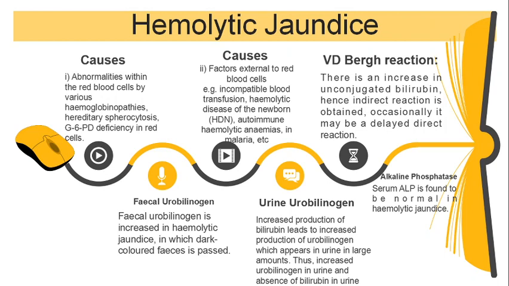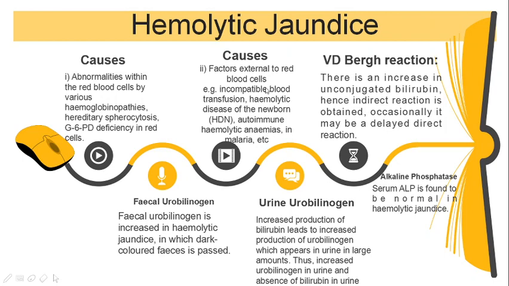This RBC lysis is mainly due to two main factors. Either it can be intrinsic factors, like abnormalities within the red blood cells by various hemoglobinopathies, hereditary spherocytosis, or glucose 6-phosphate dehydrogenase deficiency in the red cells, or it can be due to extrinsic factors, which are external to RBC cells. Examples are incompatible blood transfusion, hemolytic diseases of the newborn, autoimmune hemolytic anemias, and malaria.